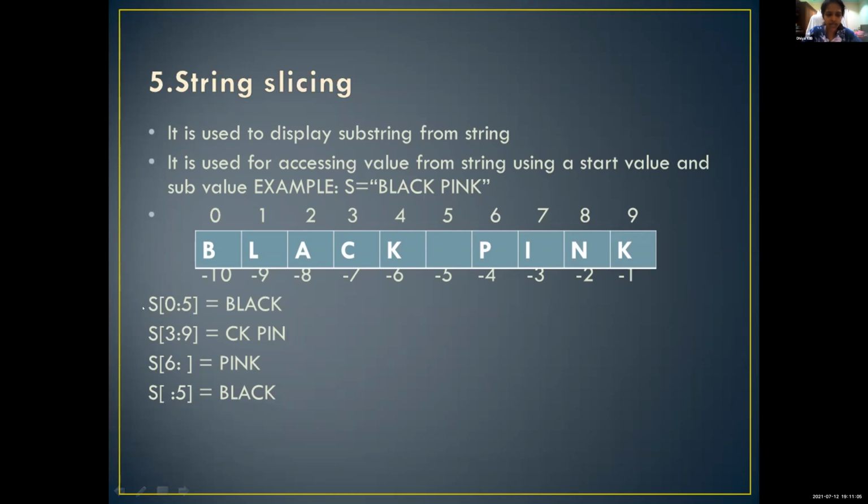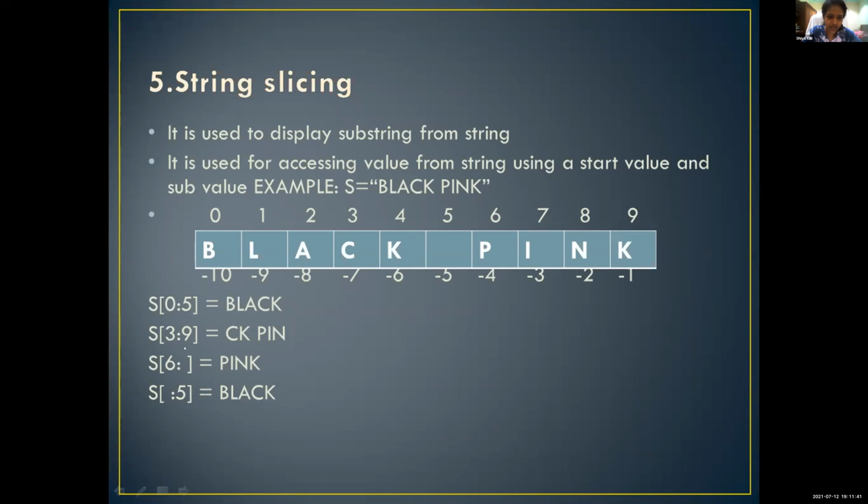For slicing, we should write the string's name. Then within the square brackets, we should write the start value from which we should print and the stop value. So here the start value is given as 0. So it starts from B, the index 0, till 5. When it's given till 5, it does not take the fifth index, as usually happens with range. So we don't take the fifth index. So here the characters which are taken are B, L, A, C, K. That will be printed.